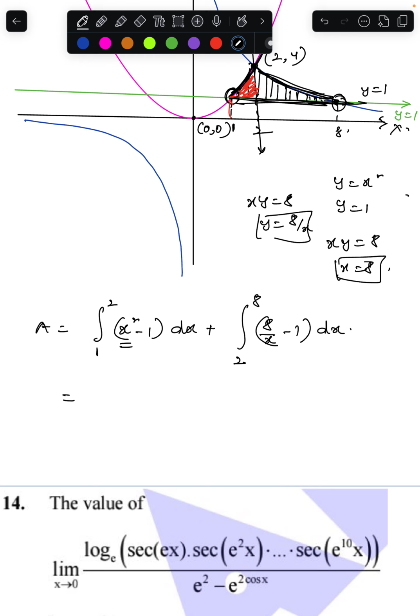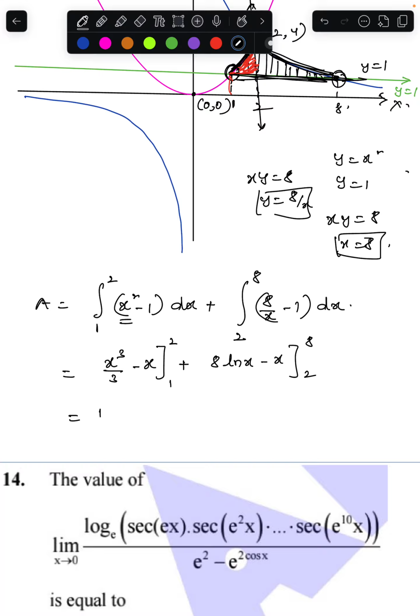So it is x cubed by 3 minus x, with limits 1 to 2, plus 8 log x minus x, with limits 2 to 8. If you substitute 2 here, 1 by 3 of 8 minus 1, 7, you get 7 by 3, and minus 1 gives minus x. Plus 8 into log 8 minus log 2, that means log of 8 by 2, log 4, you get ln 4, minus 8 minus 6. So here 7 by 3 minus 1 means 4 by 3, minus 6 plus 8 log 4.